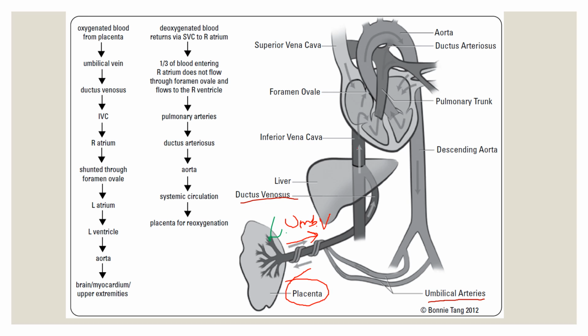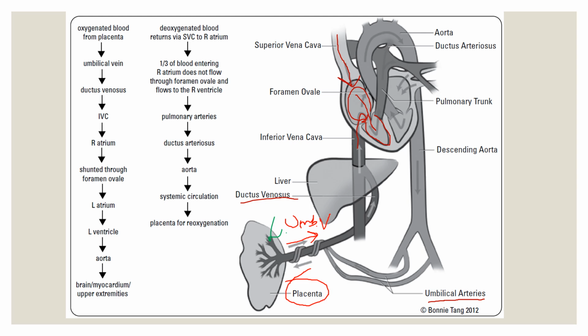So IVC is carrying blood to the heart. So is the SVC, carrying blood from the head and upper parts to the heart. Now, just like your adult circulation, you have the right atrium, the right ventricle, the left atrium and the left ventricle. So from the right atrium, it goes to the right ventricle.